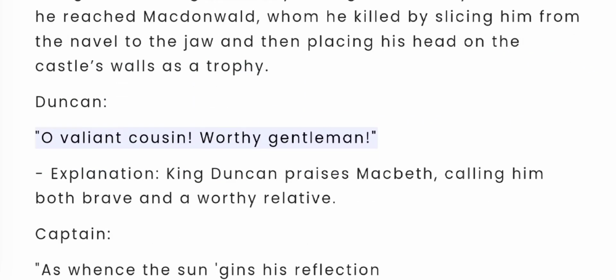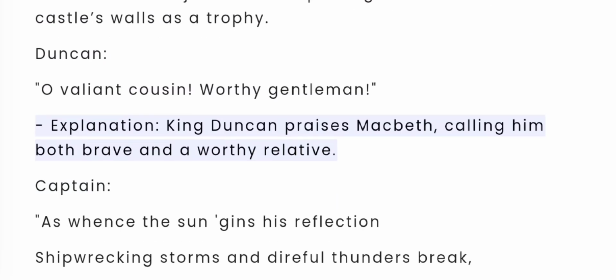Duncan: O valiant cousin, worthy gentleman. Explanation. King Duncan praises Macbeth, calling him both brave and a worthy relative.